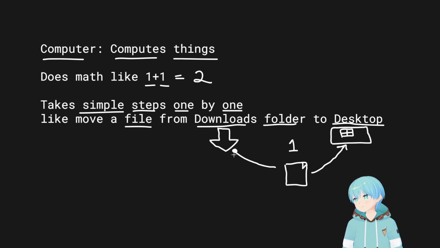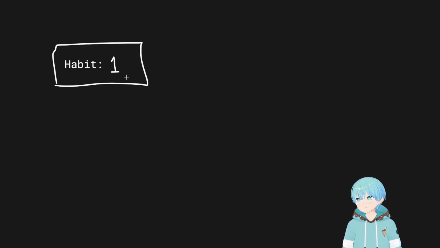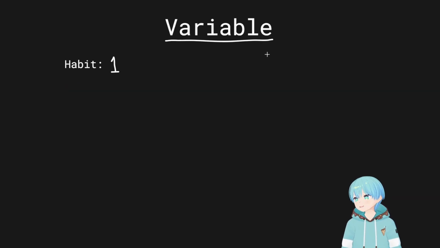Let's say, for example, that you're trying to build a habit. When you start, you've done the habit for 1 day. If it was impossible to change this in a computer, we would never be able to track your habit. It would just be locked at 1. That's where the idea of a variable comes from. Variables are little pieces of information in a computer that we can change.